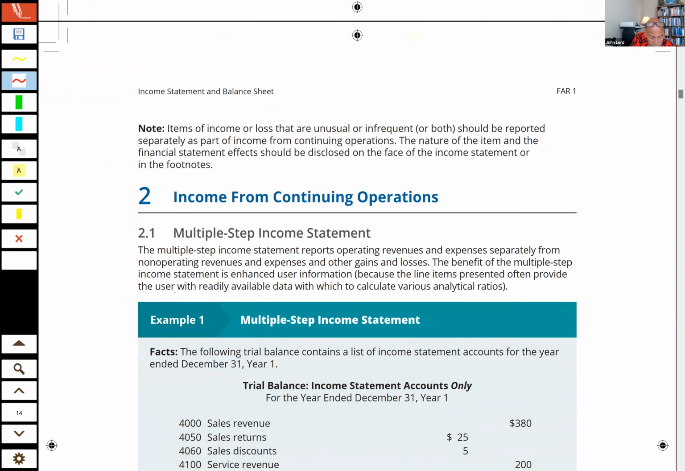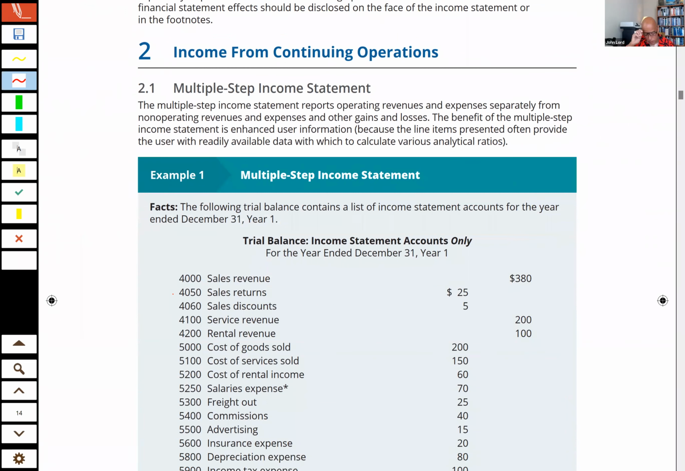Okay, good. Now, as I said, we're going to talk about the multiple step income statement, okay? And then later we will also look at something called the single step income statement, okay? And in the multiple step income statement, operating revenues and expenses are reported separately from non-operating items such as gains and losses, okay?